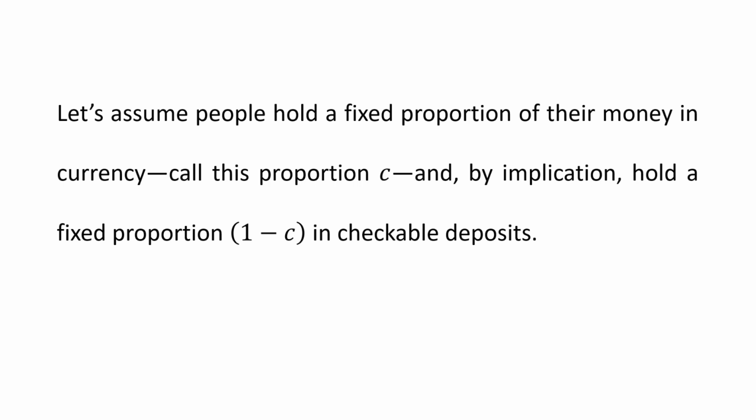Let's assume people hold a fixed proportion of their money in currency. Call this proportion small c, and by implication hold a fixed proportion 1 minus c in checkable deposits.